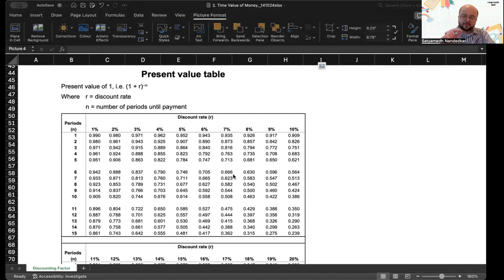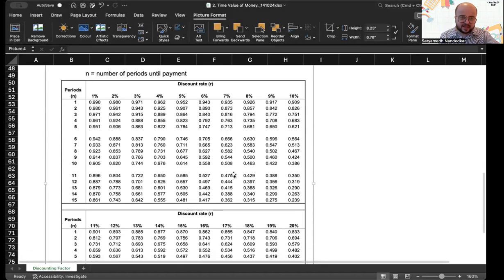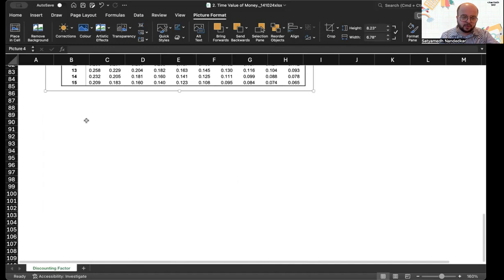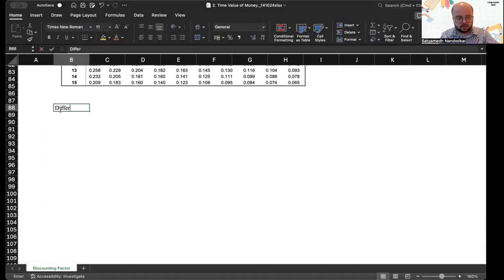Now let's see what happens. Is there a difference in the answer that you get when you use the discounting factor table and when you use the formula? Let's see that. Difference in values on account of approximation. Okay, so let's write down the year. Let's write down the amount.